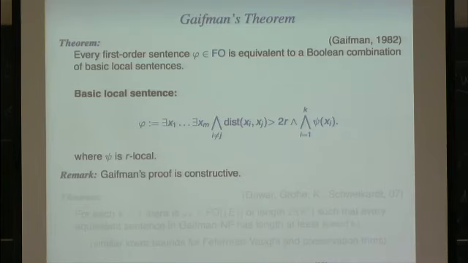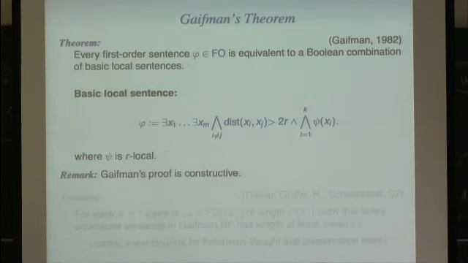That's of course a very restrictive form of formulas, but what Gaifman proved is that every first-order sentence is equivalent to a Boolean combination of what's called basic local sentences, and these are sentences of this form here. They say, I have m elements, the distance between any pair of them is very large, so at least 2r, and then locally around each x_i, an r-local first-order formula psi is true, right?